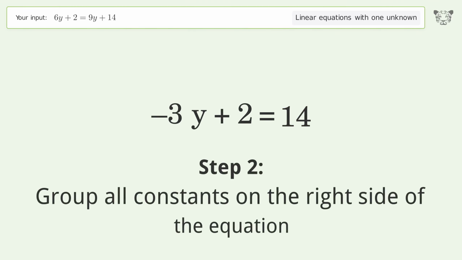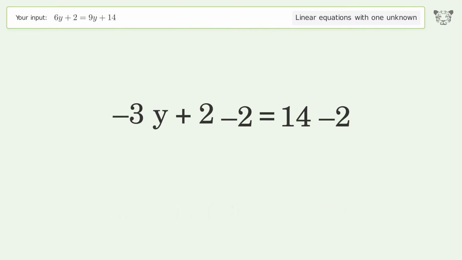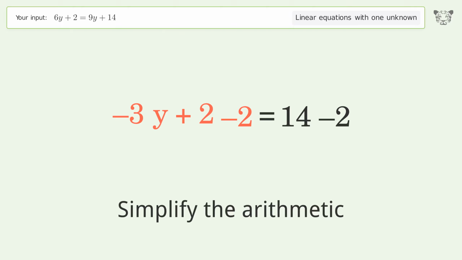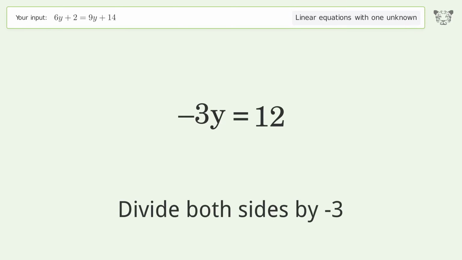Group all constants on the right side of the equation. Subtract 2 from both sides. Simplify the arithmetic. Isolate the y. Divide both sides by -3.